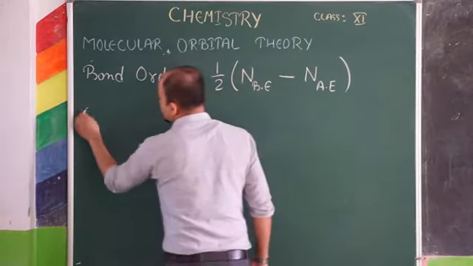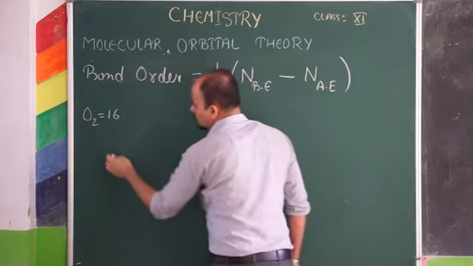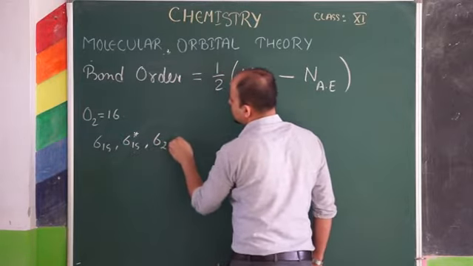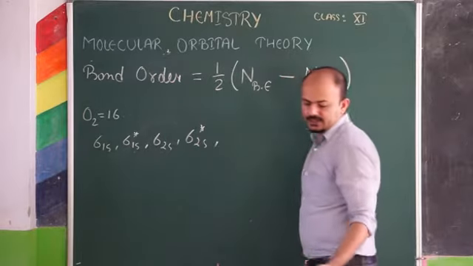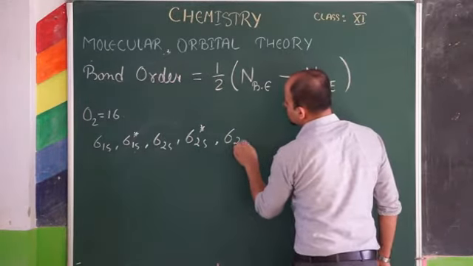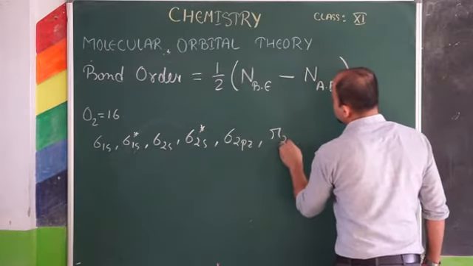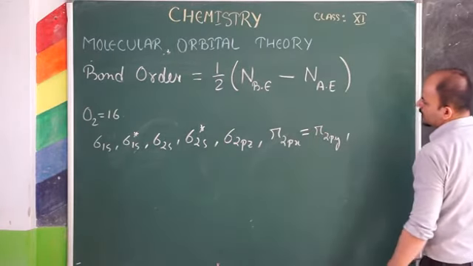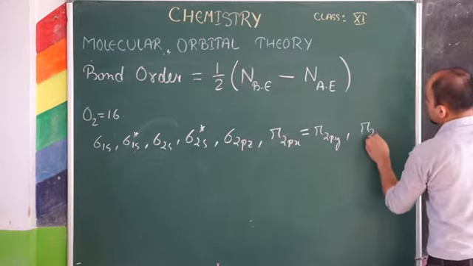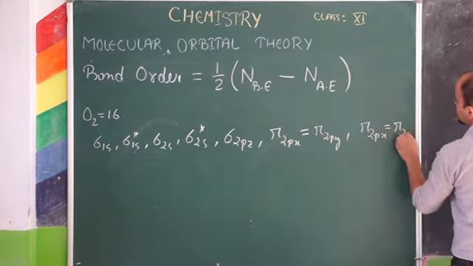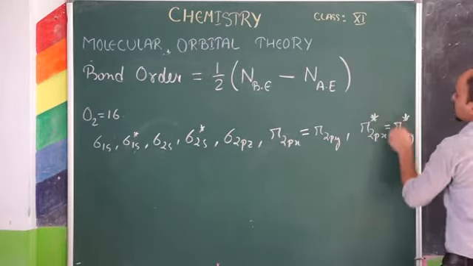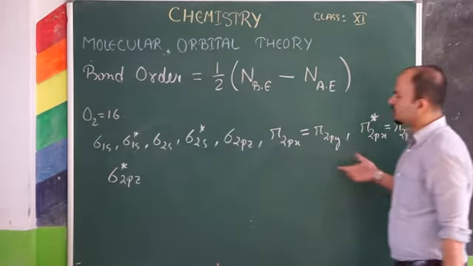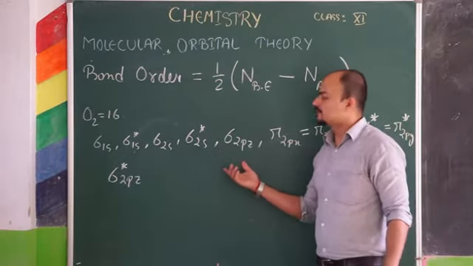So for oxygen, as you know, oxygen has 16 electrons. You know the sequence for oxygen: sigma 1s, sigma 1s star, sigma 2s, sigma 2s star. Then you have sigma 2pz, then comes pi 2px, which is equivalent in energy with pi 2py, and then you have pi 2px star, which is equivalent in energy with pi 2py star, and these are antibonding orbitals. And at last you have sigma 2pz star. So this is the sequence of molecular orbitals in increasing order of energy.